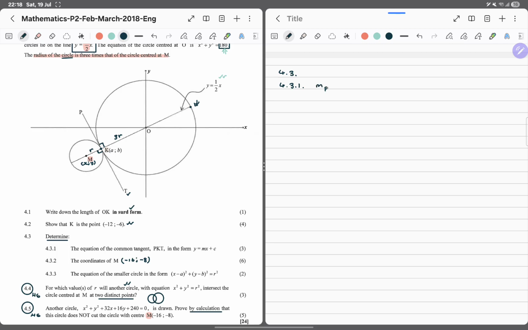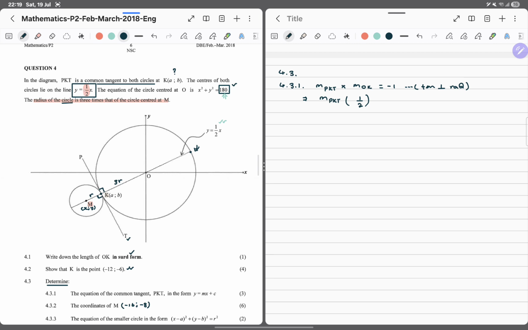We know that the gradient of PKT multiplied by the gradient of OK or KO should be minus 1. We know that the tangent is always perpendicular to the radius. So this implies that the gradient of PKT times a half... Why do I know it's a half? Because the gradient of the radius is equal to minus 1. Therefore, the gradient of PKT is equal to minus 2.